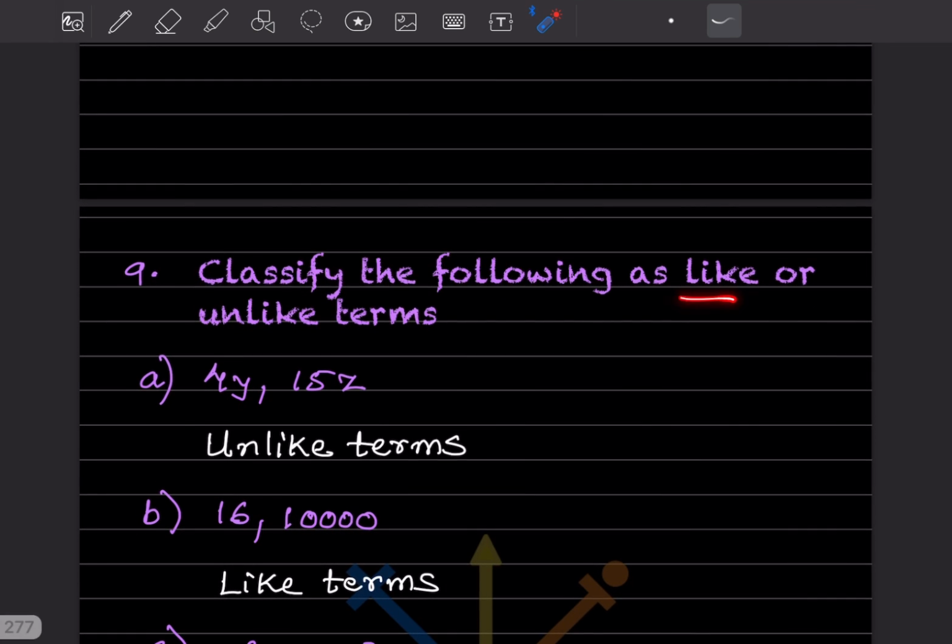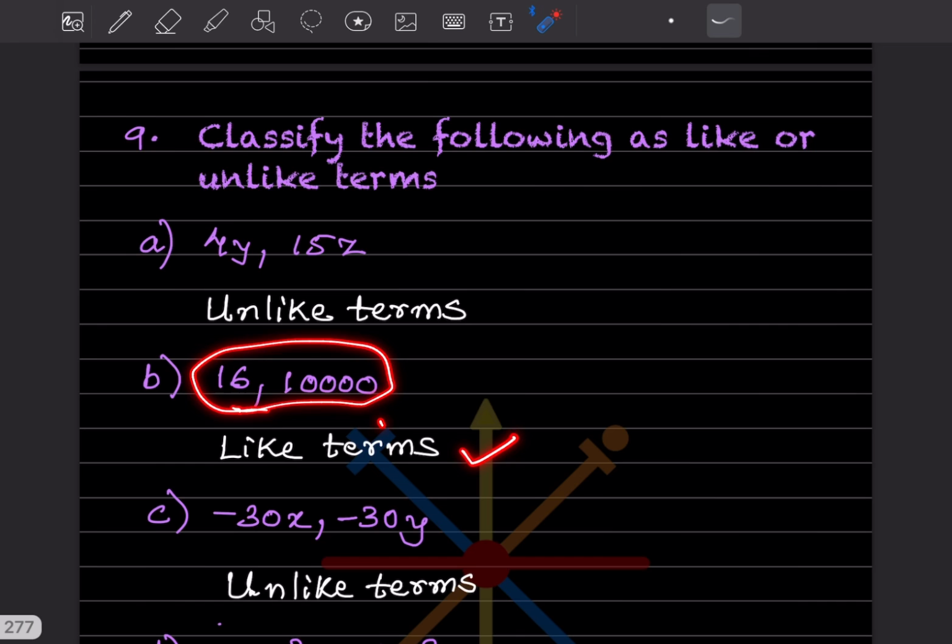Classify the following as like or unlike terms. Like means both are going to be the same. If I write here 2x and here 8x, both the variables are the same, so they are like terms. Or if I'm writing a constant without a variable, here 2 and here 4, that means this is a like term. Now what you can see in this one, y and z both are different, so they are unlike terms.